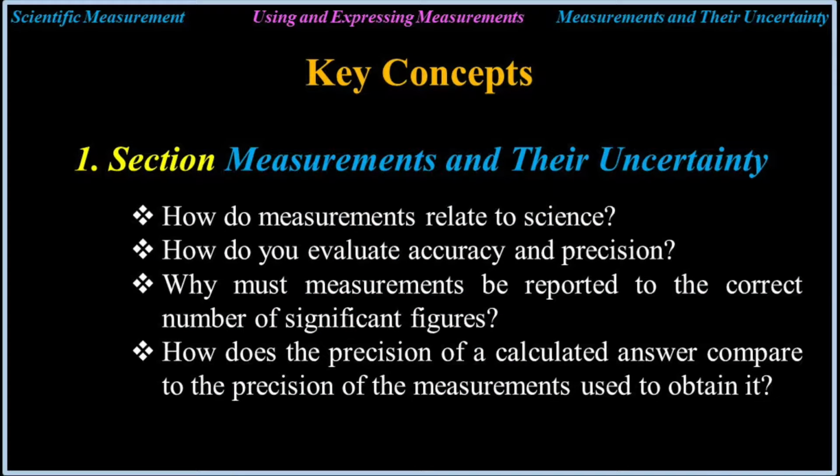The key concepts for section 1, there are 4 questions, and we'll answer the questions at the end of the chapter. How do measurements relate to science? How do you evaluate accuracy and precision? Why must measurements be reported to the correct number of significant figures? And how does the precision of a calculated answer compare to the precision of the measurements used to obtain it?